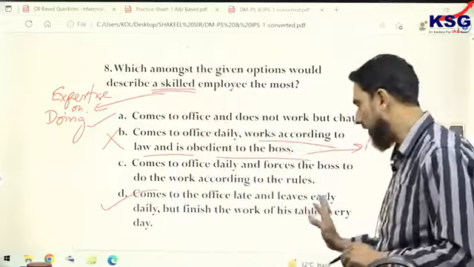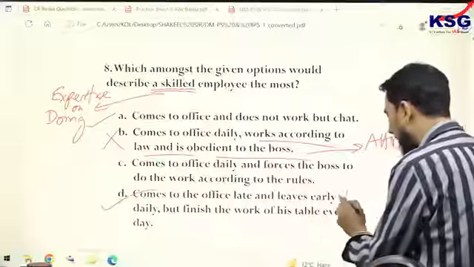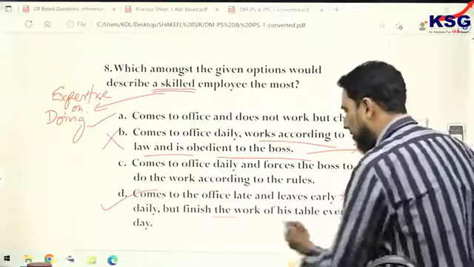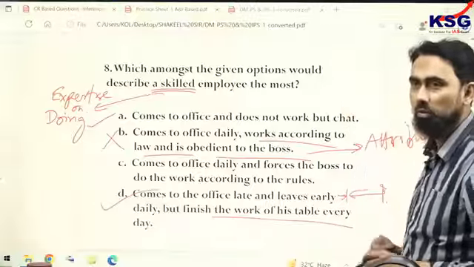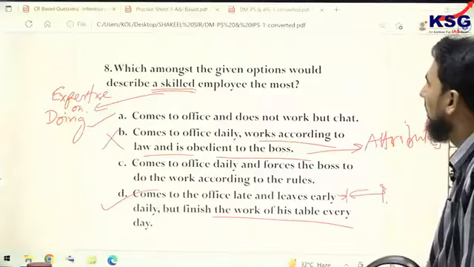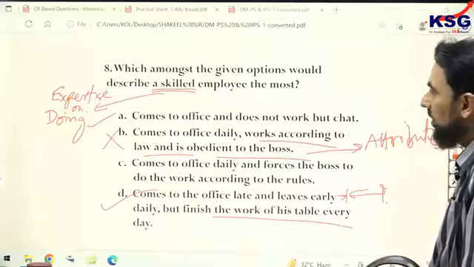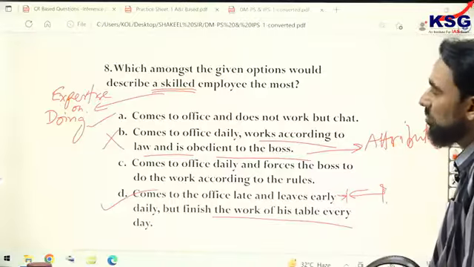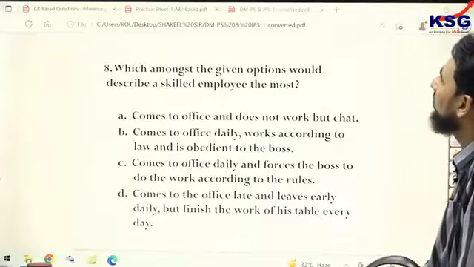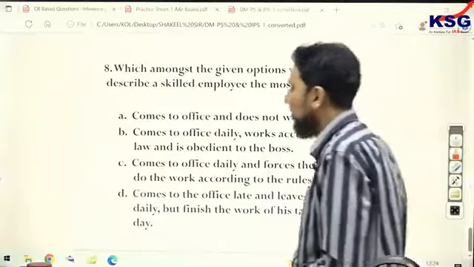Comes to the office late, leaves early. It means he gets a shorter span of time, right? And yet he is able to complete his work. It means he is an expert at doing the work. So read the question and the answer to the question needs to be found out. All right, interesting. I use this just to rejuvenate you and make you ready for the next type of question.